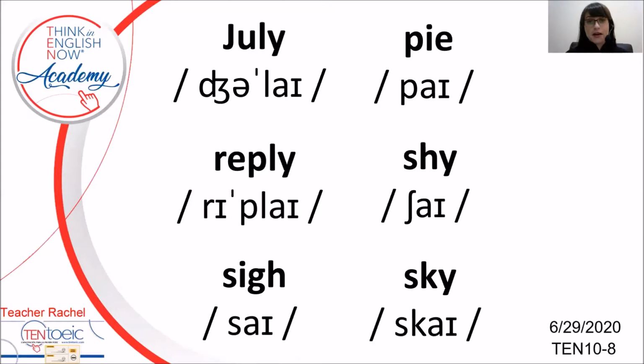July. This is a month of the year. For example, next month is going to be July. For example, you have April, May, June, July, August. Pie. This is something you eat. For example, you can have apple pie or strawberry pie. Also, they use this word to describe a pizza sometimes. A pizza pie because it's round. Round.